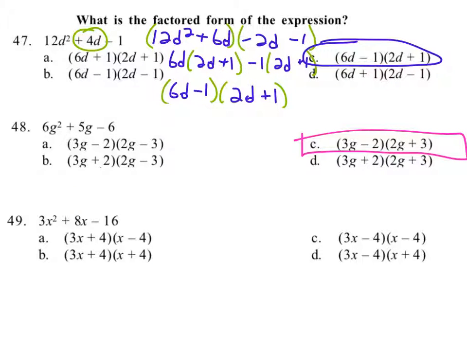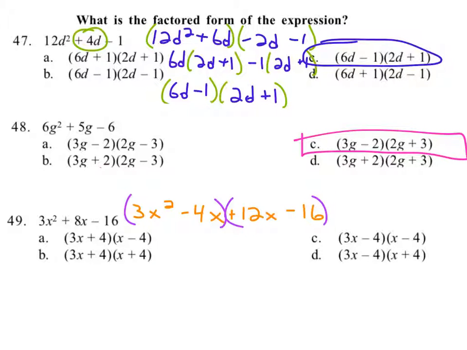Okay, and we'll write 3x squared negative 4x plus 12x. That's the 8x that we have in the middle, minus 16. And we're going to group them. Group the first two and the last two.